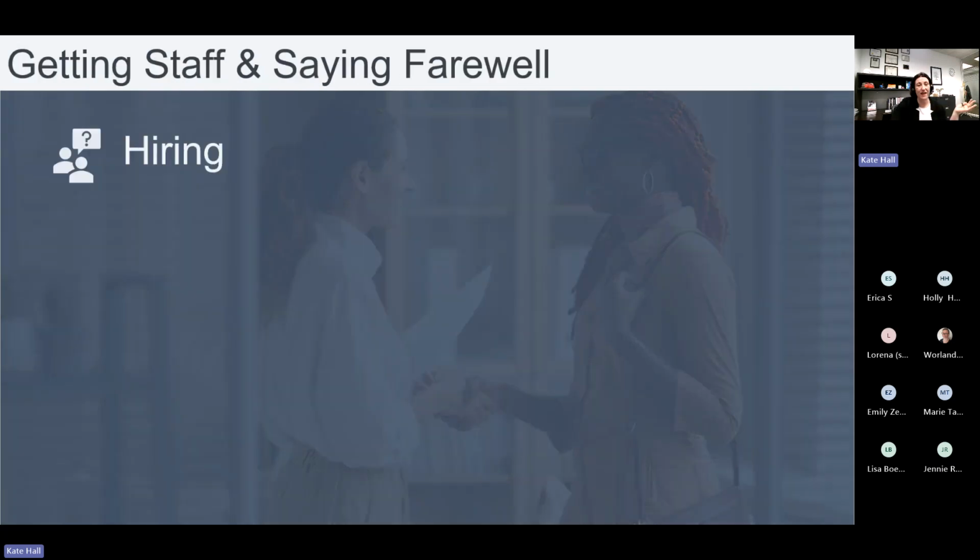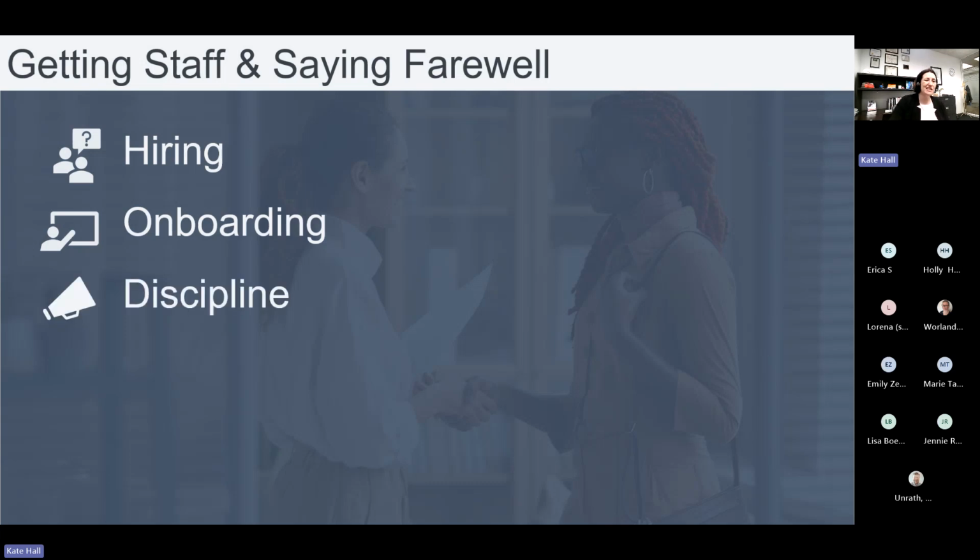So we're going to start with hiring. What does that look like, and what are some of the things that you should put in place when you think about hiring? We're going to go through onboarding, both as a library, and then what do you need to think about when you're onboarding someone in an individual department. Then we're going to turn to the stuff that is not ever as much fun: discipline, and how do you deal with someone that is not performing.